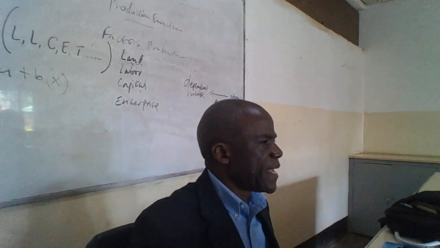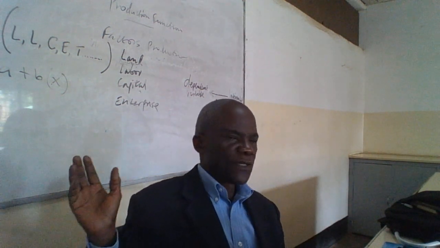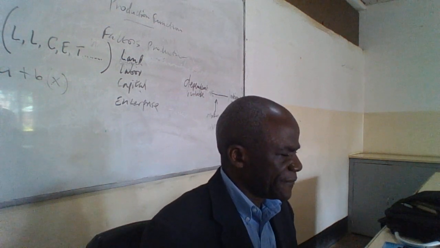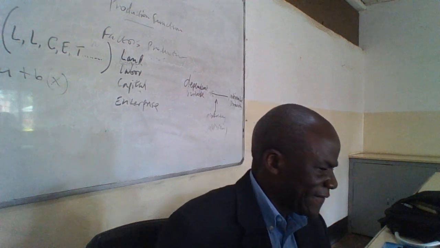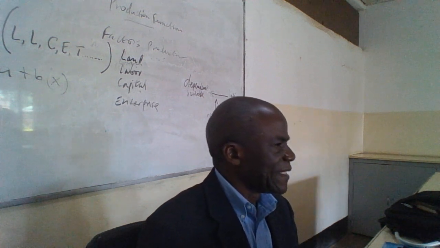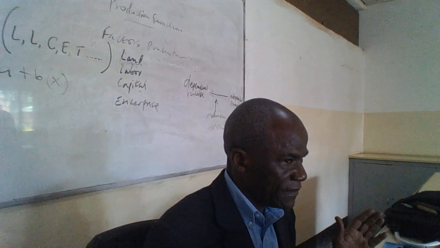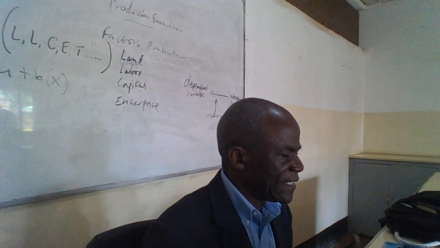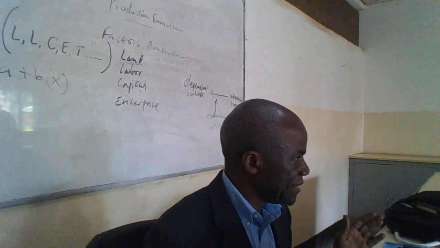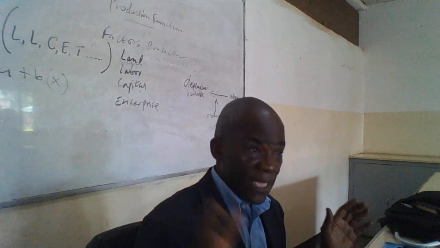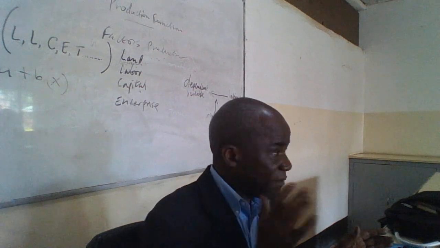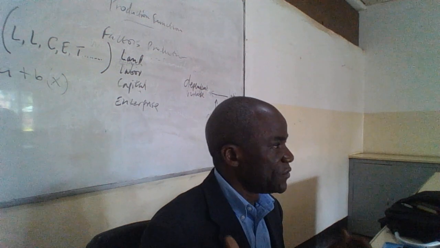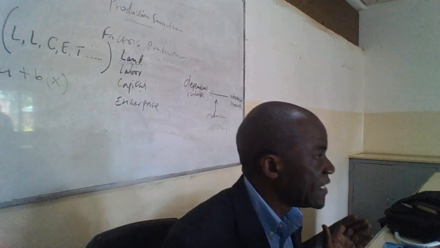So what assumptions are we making when we are trying to present this technical relationship? We are assuming that it is for a specific period of time. We are assuming that the state of technology is fixed during this period of time, so we can calculate. Otherwise, if it is changing, it becomes difficult for you to express this kind of relationship. So we are assuming the technology is fixed.